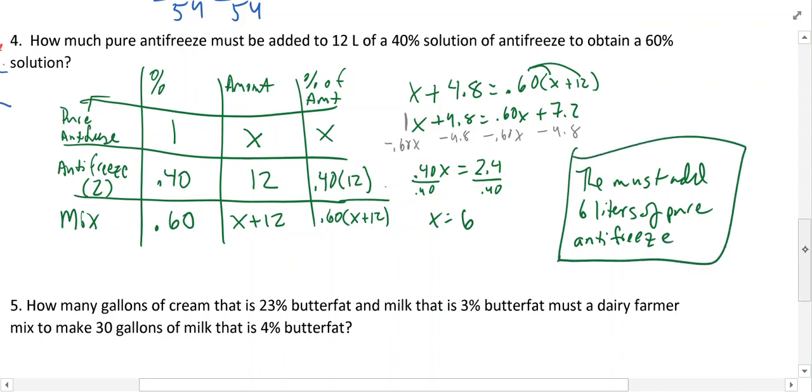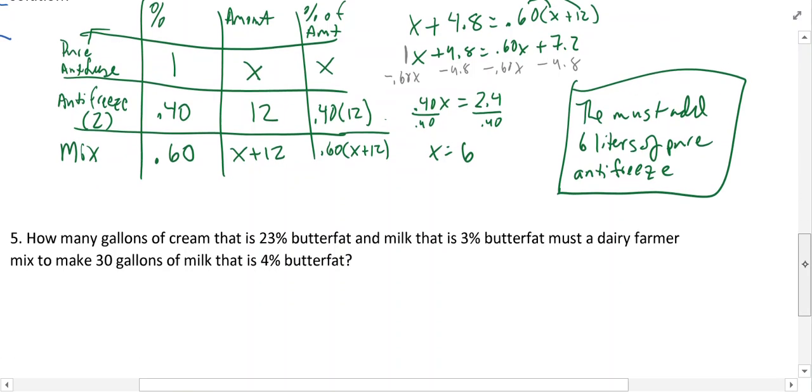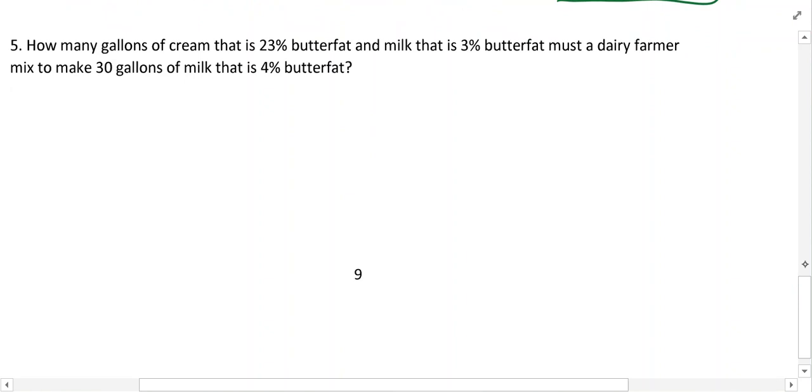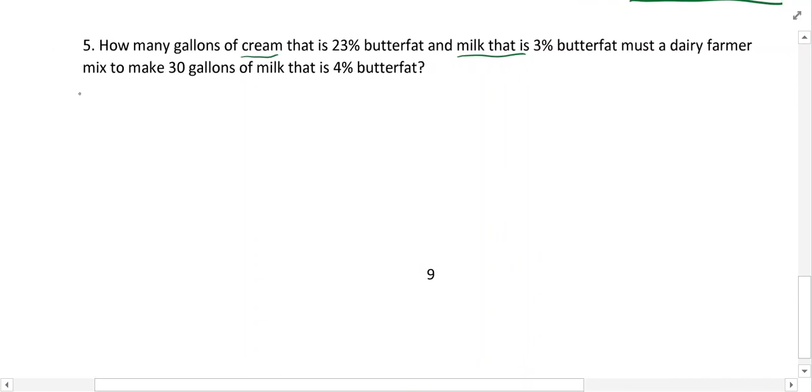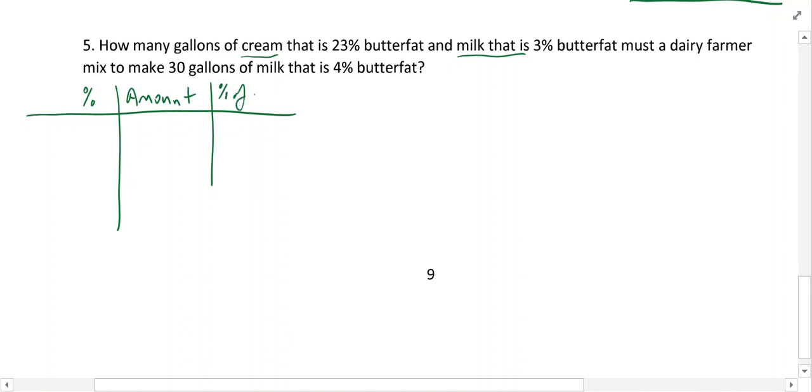Okay. So let's take a look at the second problem, number 5 here. It says, how many gallons of cream that is 23% butterfat and milk that is 3% butterfat must a dairy farmer mix to make 30 gallons of milk that is 4% butterfat? So how many gallons of cream and milk? Those are your two things. Let's set up the chart. Remember, we have our percent of whatever you're talking about, the amount, and then percent of amount.